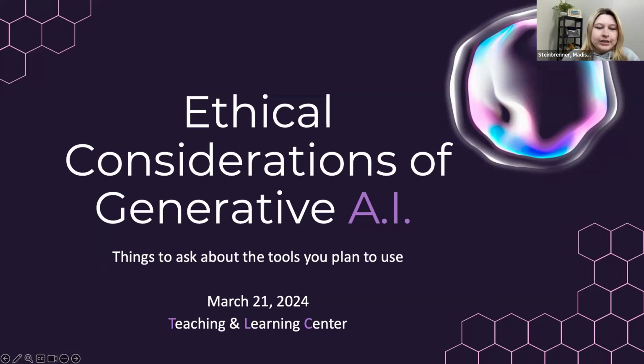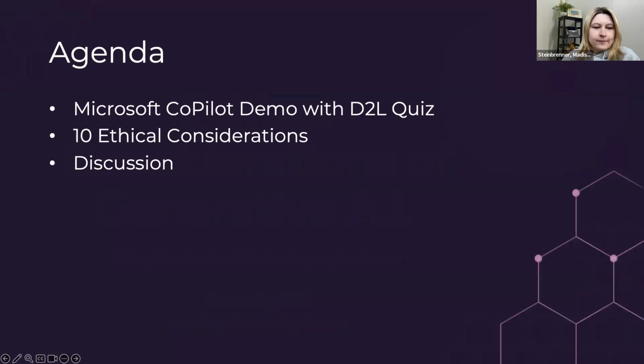We're going to be focusing on things that you'll want to ask about the tools that you plan to use. Today, we'll be covering a brief AI demo with Microsoft Copilot and an actual D2L quiz. And then we're going to provide some different questions and ways of evaluating AI tools from ethical lenses, along with a few examples to model how you might take one of these topics and bring it into your own discipline to work on with students, followed by a quick discussion.